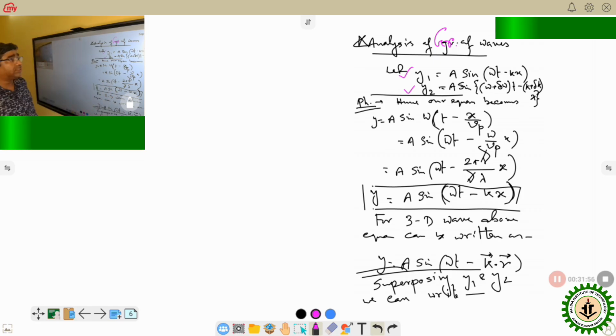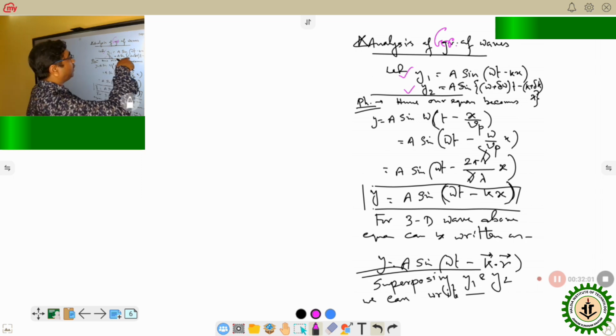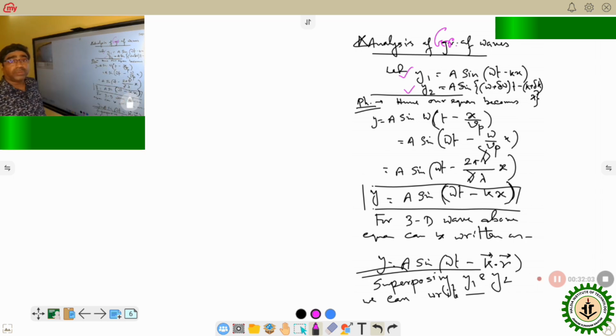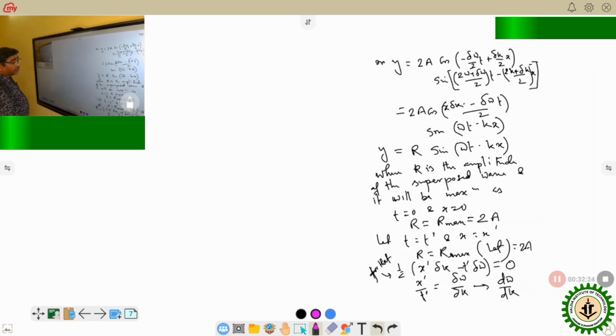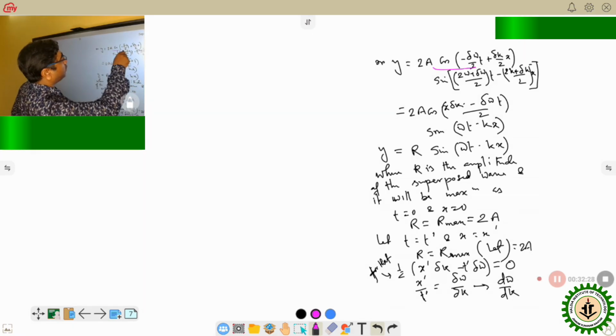Based on the sin A plus sin B formula, they are added up. The formula for sin A plus sin B has two sin and cos terms, so those terms will appear. So sin and cos terms all appear here.